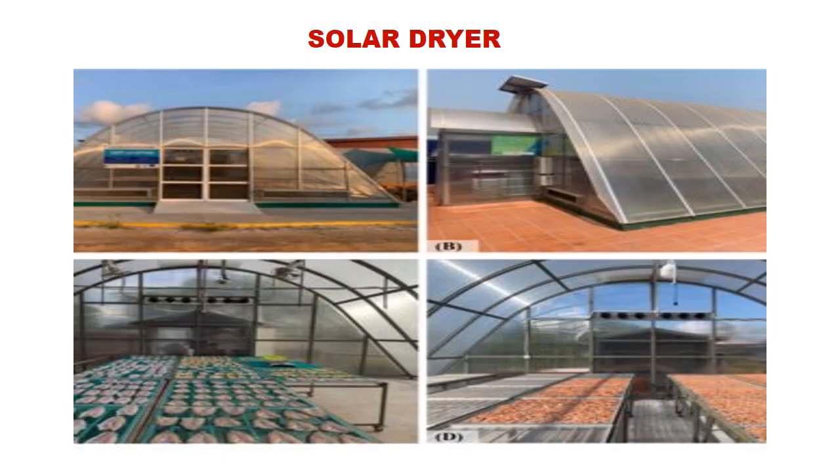Here we can see the solar dryer, which is a more modern method. Here the shades are prepared with special materials which will enhance the heating effect and sun rays effect, and the temperature can be increased even above 50-55 degrees Celsius, and the drying will be more efficient.